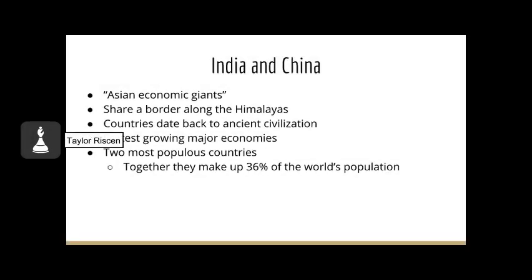India and China are known as Asian economic giants. Geographically, they share a border along the Himalayas. Both countries exhibit demographic dominance. Each of these countries dates back to ancient civilization and has an extremely rich history. India and China have two of the fastest growing major economies. They are also the two most populous countries in the world. China is home to over 1.3 billion people, while India is close behind with a population of 1.2 billion. Together, they make up 36% of the world's population.